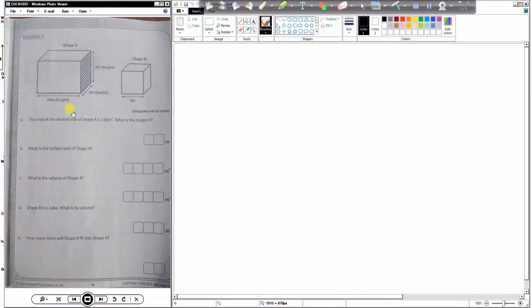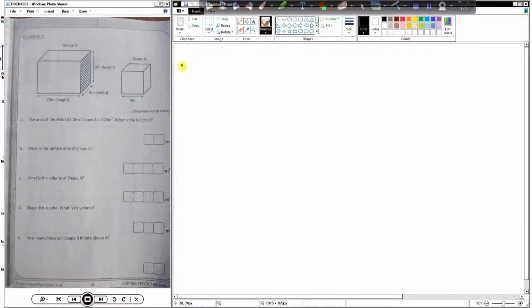What is the height of X? Okay. Now, what do you know about area? What is the formula for area for a rectangle? So area is equal to?